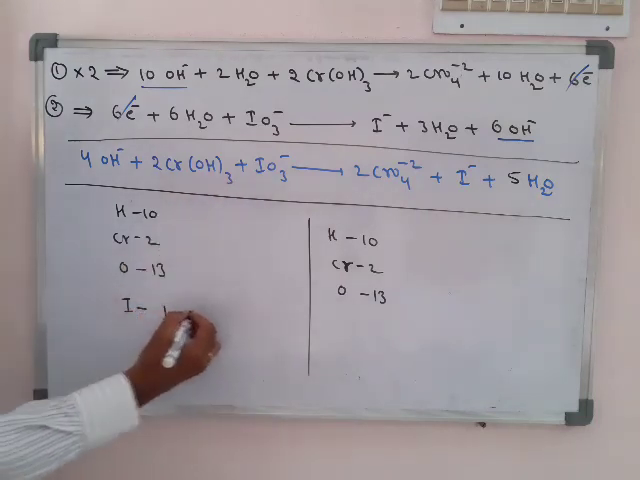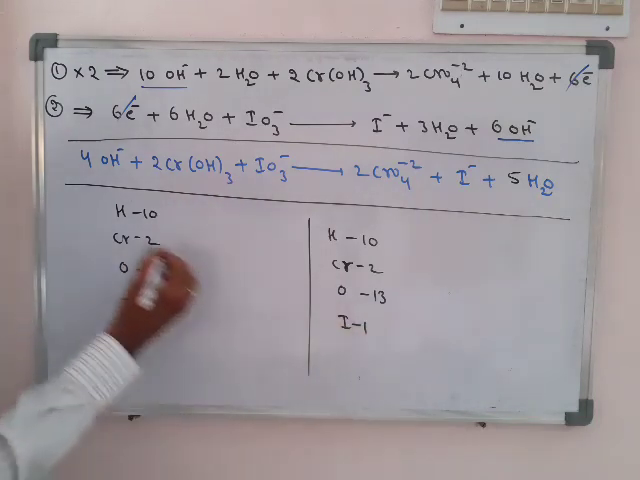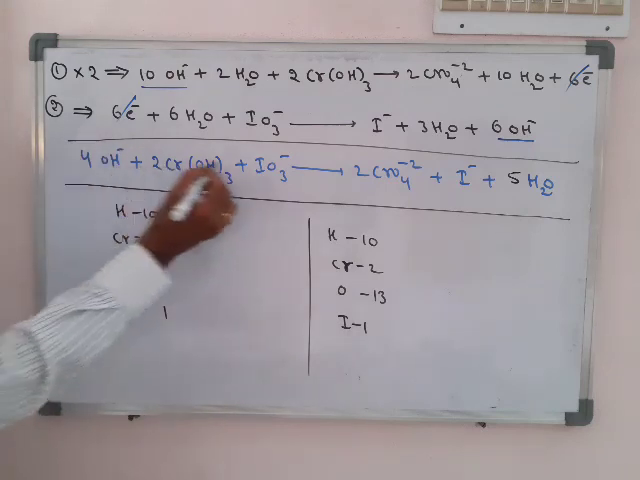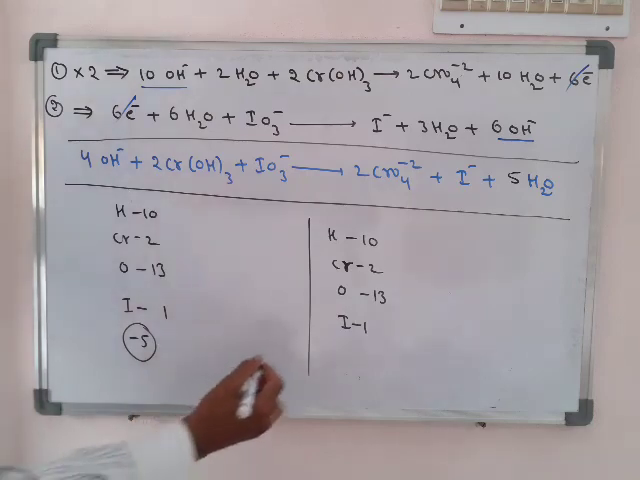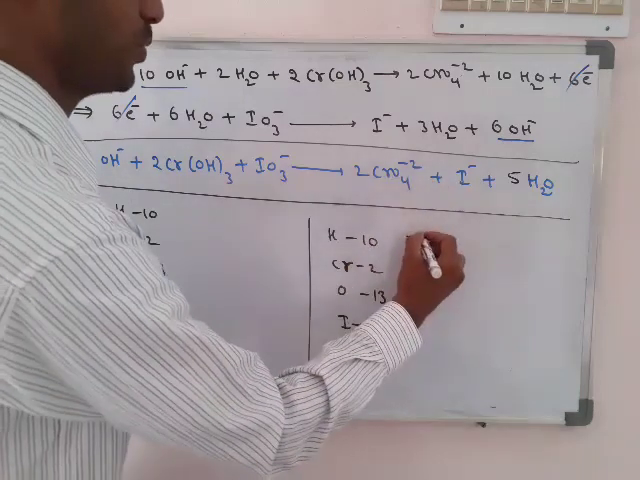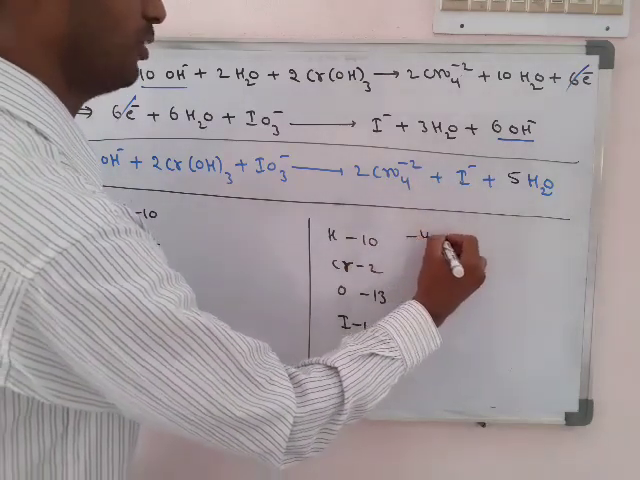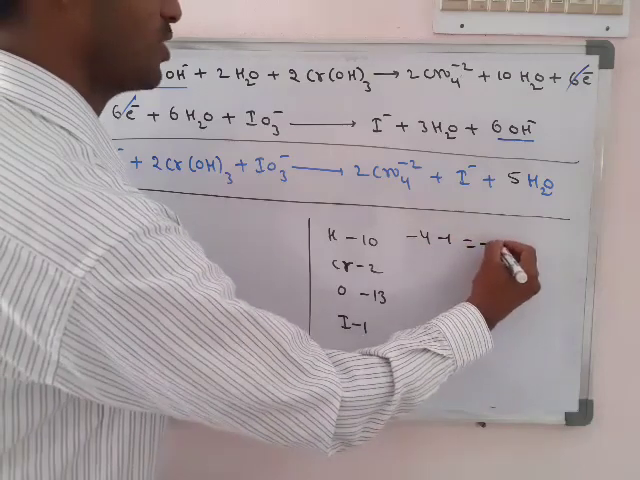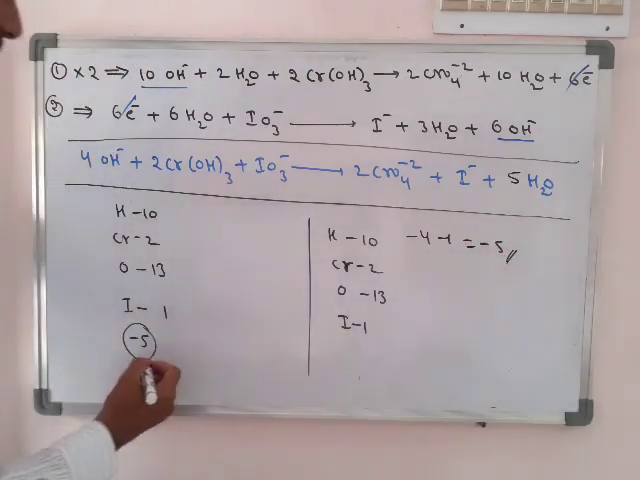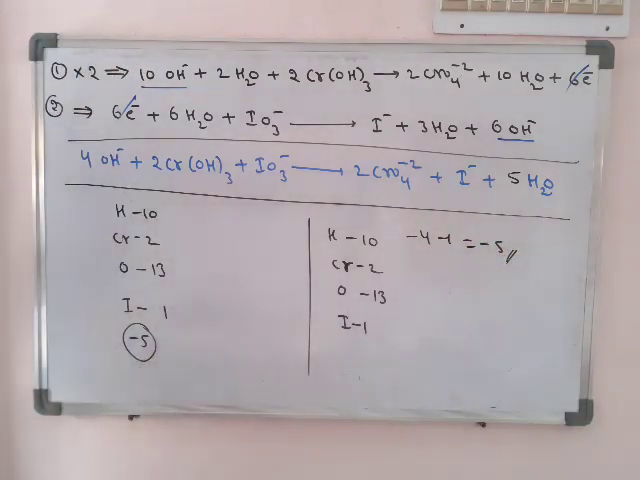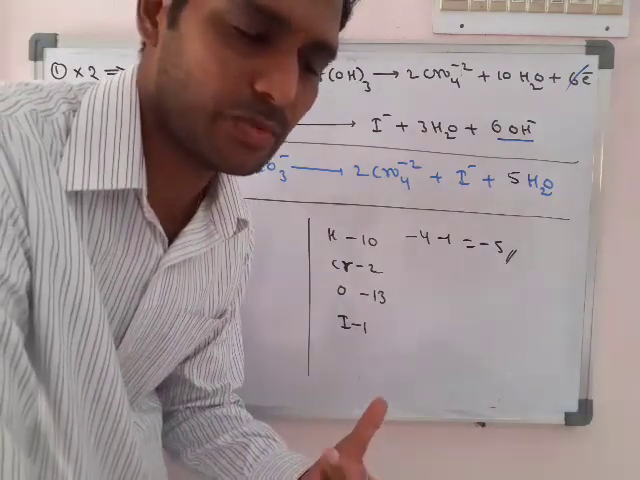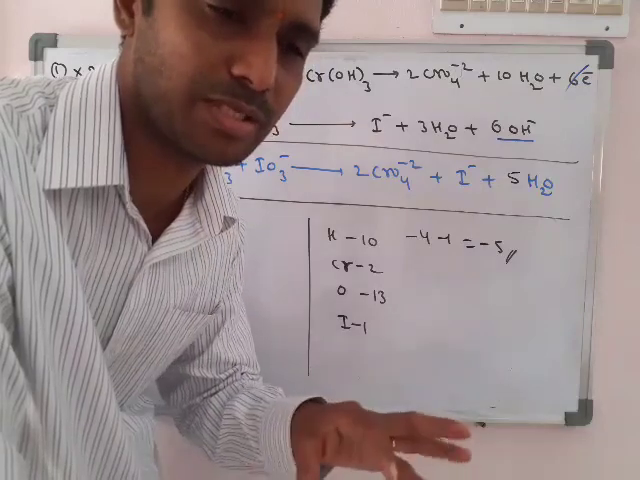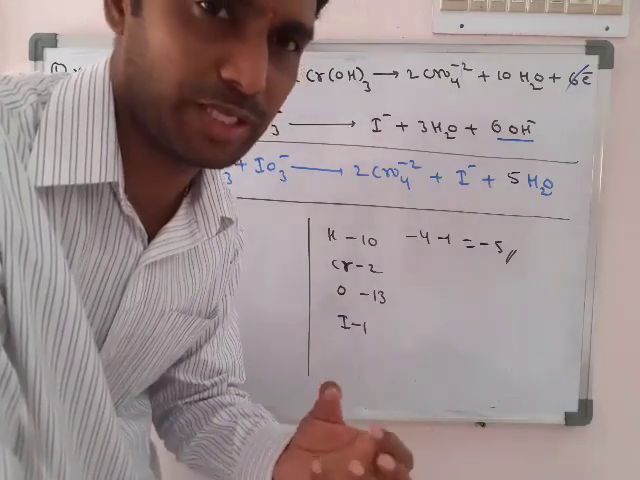Iodine. Charge. What is the charge? Minus 1, 4, and then minus 1. The total charge is minus 5 on the left side. On the right side minus 2, minus 2 into 2, and 4, it's minus 1. It's minus 5. Charge is also balanced. So we will see some more reactions in the next session, and some more examples also, just like homework we will give it, okay.